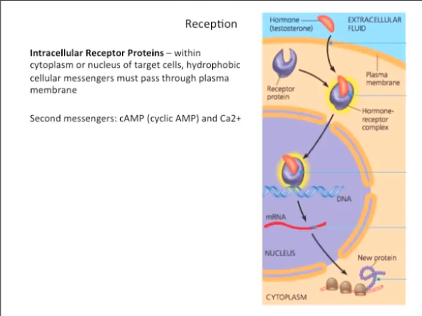So intra means within, inter is between, like international is between nations. So intracellular receptor proteins occur within one cell. This is when a hormone or other signaling molecule can go through the phospholipid bilayer because it is hydrophobic, and then it has a receptor protein within the cytoplasm of the cell. This often then reacts with that receptor protein, creating a hormone receptor complex. And then that can enter into the nucleus of the cell and create RNA transcription.